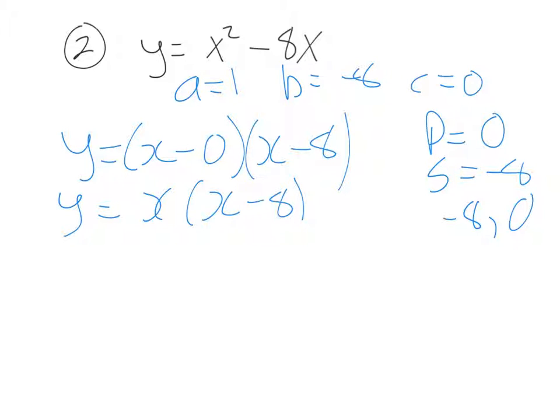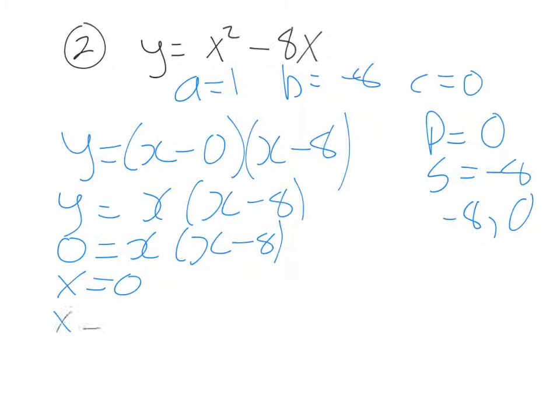So now we again set this equation equal to 0. 0 equals x times (x minus 8), so I have either x equals 0 or x minus 8 equals 0, which gives x equals 8.